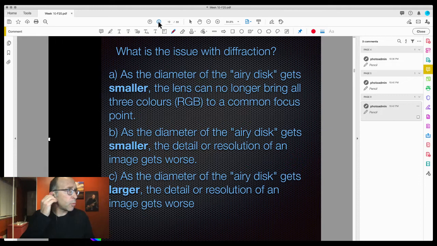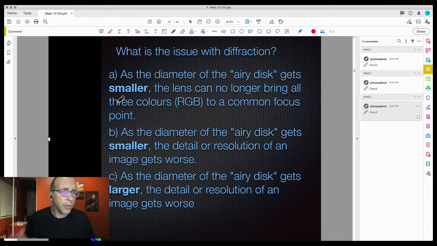So here's another question. What is the issue with diffraction? I've given you three options here. A, as the diameter of the iris gets smaller, the lens can no longer bring all three colors together. Well, I'm starting to confuse things here because I'm talking about chromatic aberration and diffraction, so that's probably not the right answer. B, as the diameter of the iris gets smaller, the detail or resolution of an image gets worse. Well, if the iris gets smaller, that's what we want.